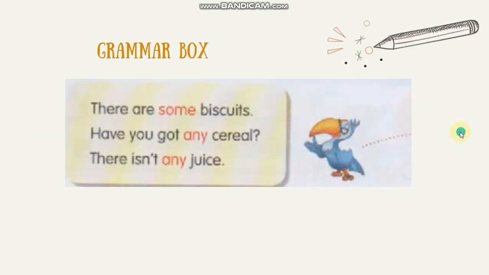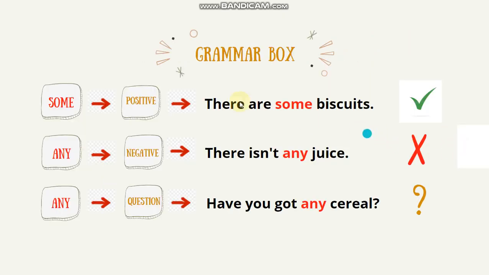Now let's continue to grammar box. There are 3 sentences here. First one is, there are some biscuits. Number 2, have you got any cereal? And number 3, there isn't any juice. So how are we going to use these 3 words in red? Alright, let's look at the explanation.